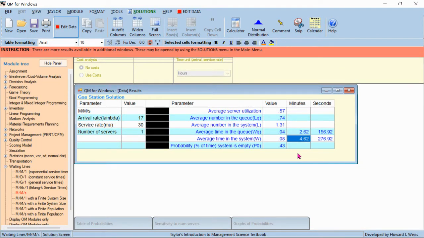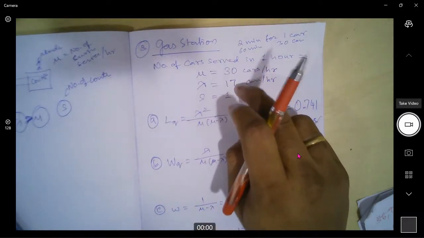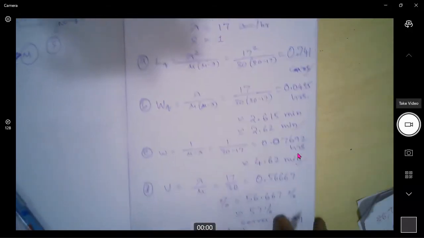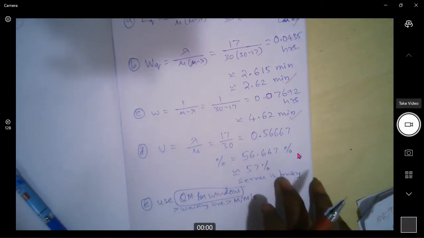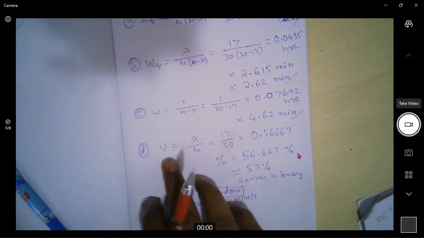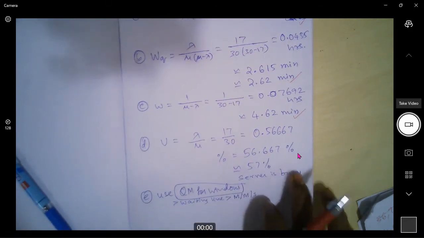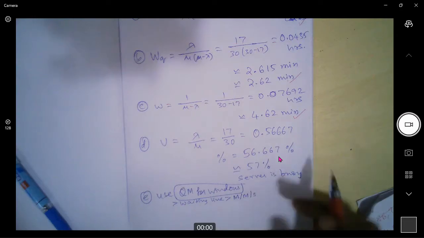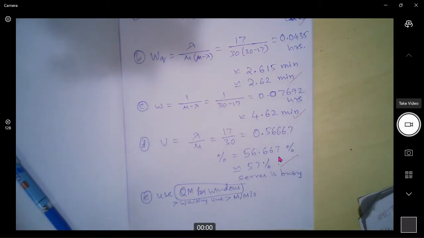So there is no need to do all these calculations here. Simply open the software, enter the numbers 17 and 30, that's it. Press enter, and you will get all these answers. No need to do all this if you have that QM software. Now U is the percentage of time the server is busy. Here you can see the first one, average server utilization 0.57. So that is also matching. So our answer is correct.